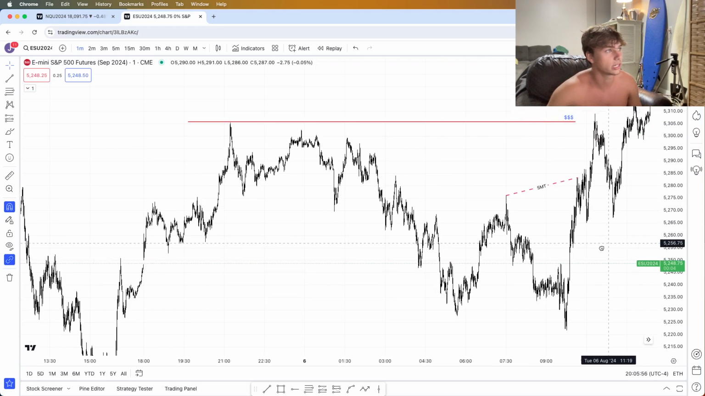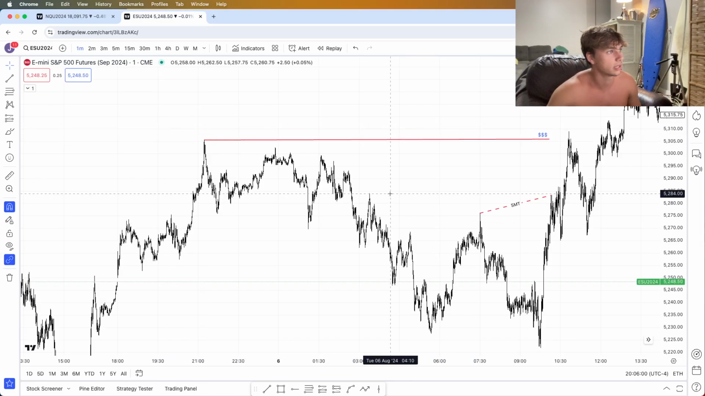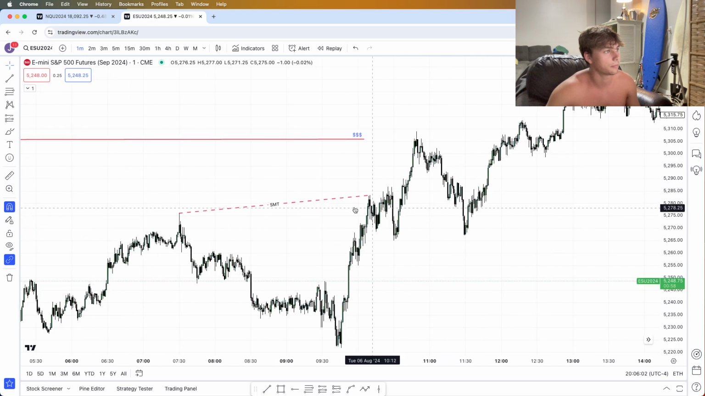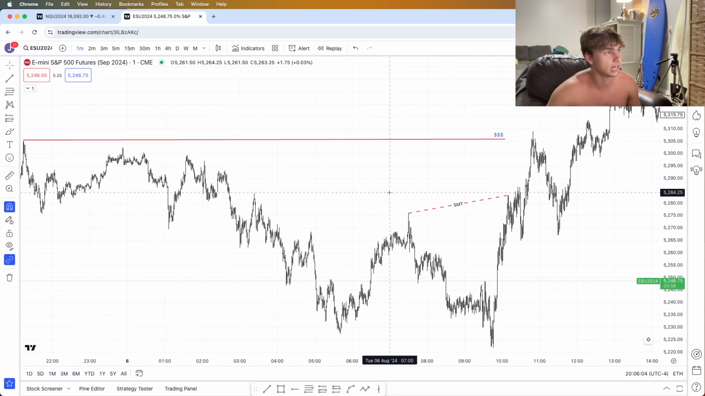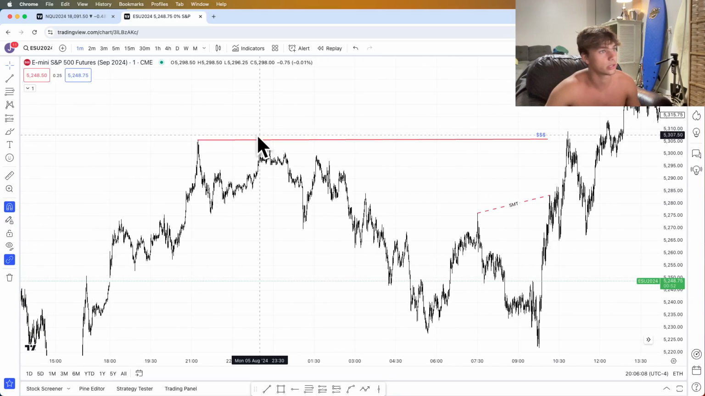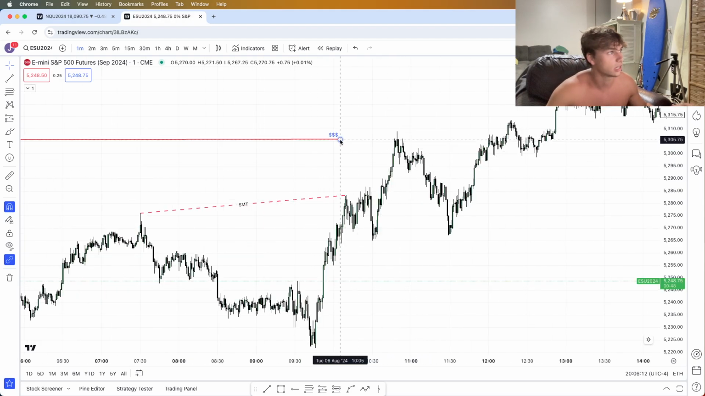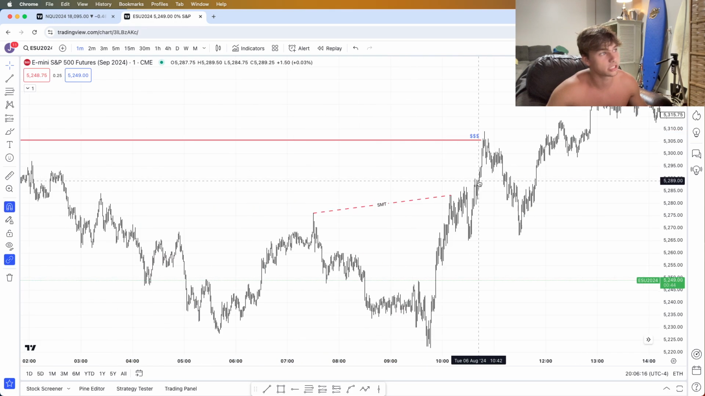Because the draw of liquidity is Asia high, I should not have been worried about this SMT, and I should not have been worried about scaling at this internal high because the draw on liquidity was higher, right? But notice what time we run this high on ES. We run the high at 10:47.